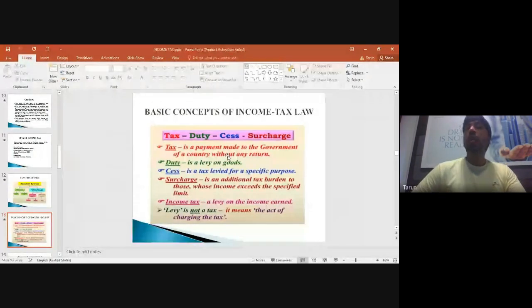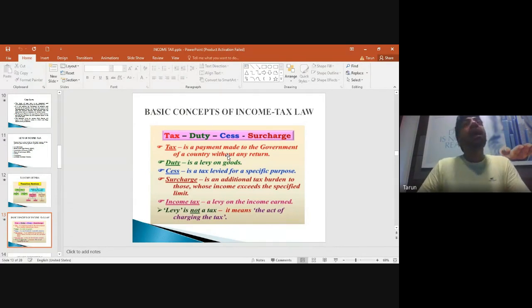Right? Beyond this specified limit. For example, if a person has earned 20 crores, they have to pay a surcharge, because that is beyond the tax limit prescribed under the Income Tax Act. That term is called surcharge as well. Next one is income tax, which is always imposed on the income earned by persons or people.